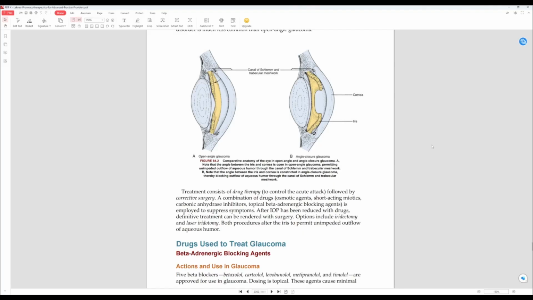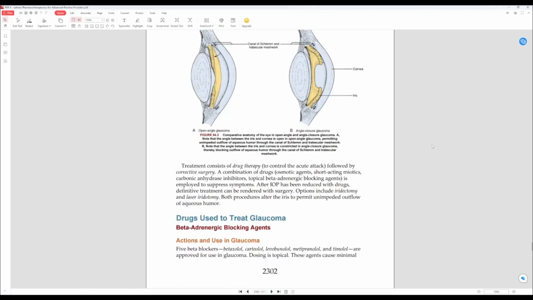Treatment consists of drug therapy, followed by the corrective surgery. A combination of drugs is employed to suppress symptoms. After IOP has been reduced with drugs, definitive treatment can be rendered with surgery. Options include iridectomy and laser iridectomy. Both procedures may alter the iris to permit unimpeded outflow of aqueous humor.